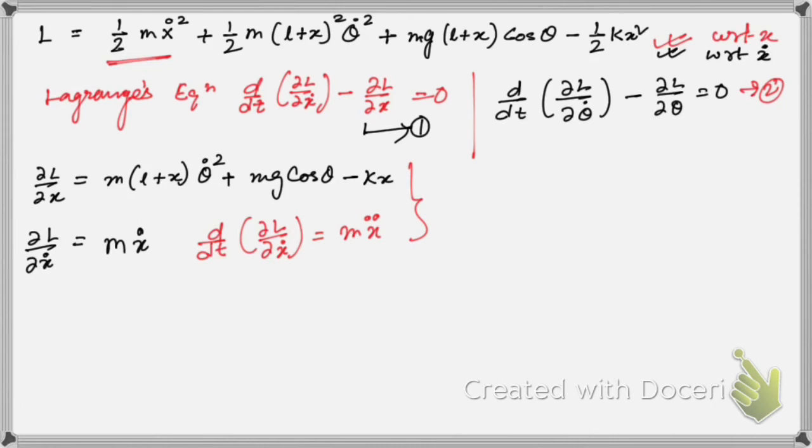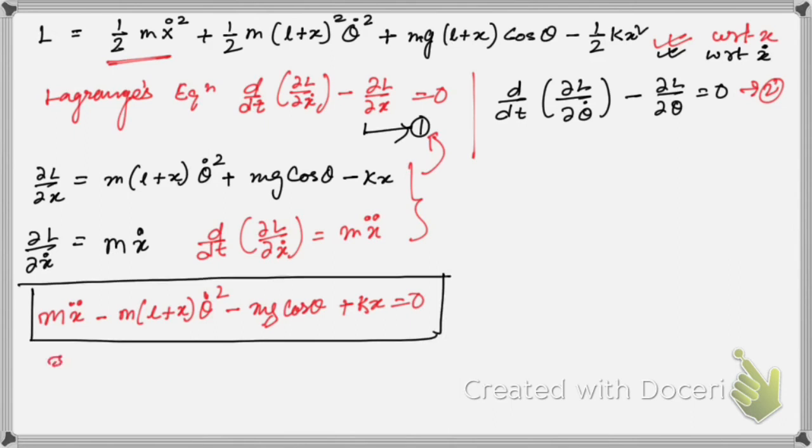Okay, now using these values in equation 1, we will get m x double dot minus m (L plus x) theta dot squared minus mg cos theta plus kx is equal to 0. This is one equation of motion of the elastic pendulum, with respect to x. Now we will get two equations, one with respect to x and another with respect to theta.